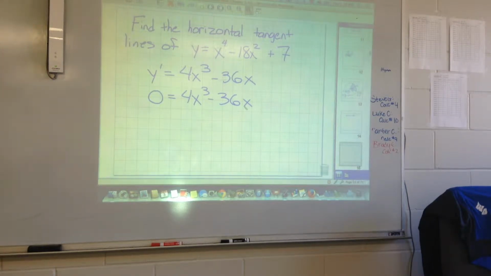Should this end up equaling the maximums and minimums? This is where extrema would take place. Yes. Questions?